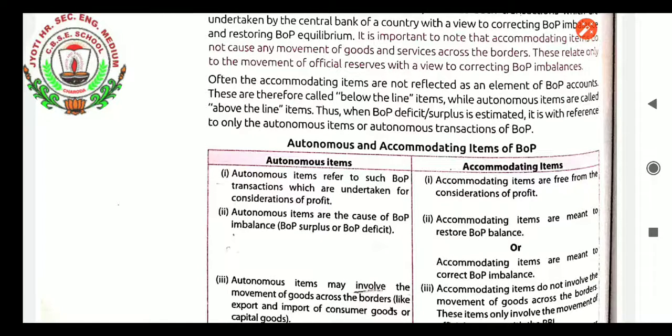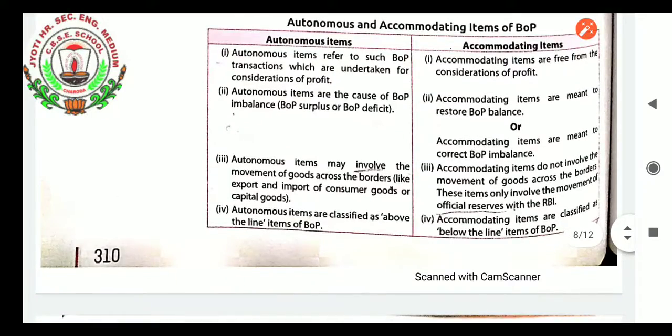These are therefore called below the line items, while autonomous items are called above the line items because they help to balance the payment. Thus, when balance of payment deficit or surplus is estimated, it refers to autonomous items or autonomous transactions of balance of payment.